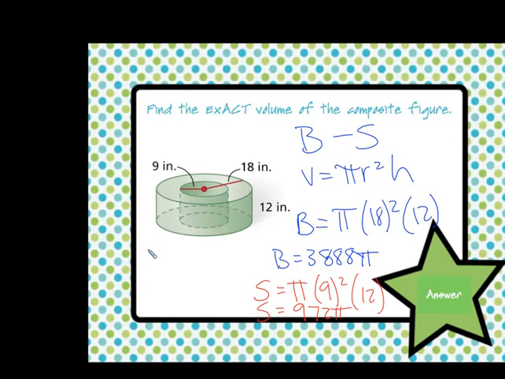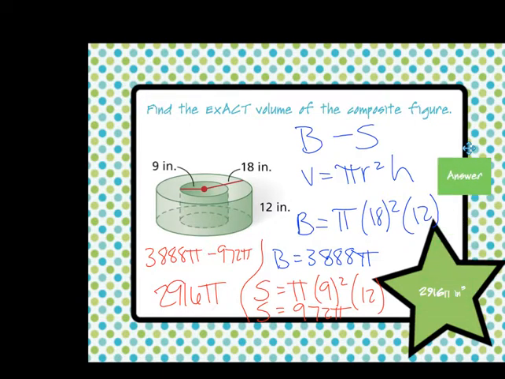So we just end up doing 3,888 pi minus 972 pi, which 3,888 minus 972 is 2,916 pi, and hopefully that's what we got under here. Yay. And that's it.